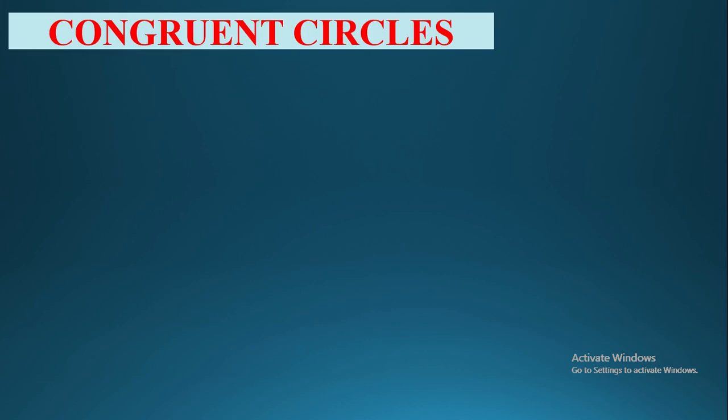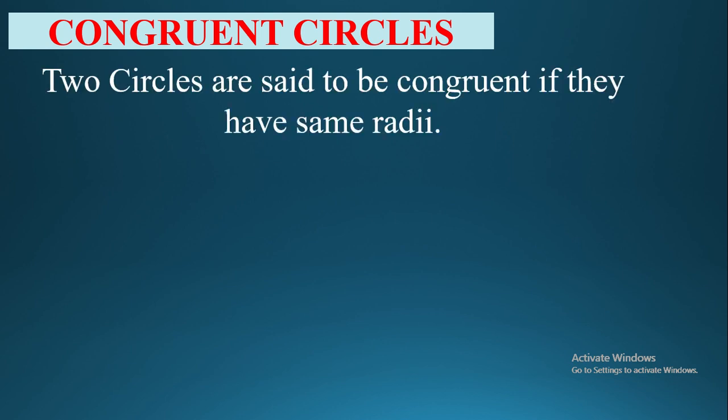Again, we have congruent circles. That means when can we say two circles are congruent? We know that circles have the same shape. Now, whether two circles have the same size depends on their radii. That means two circles are said to be congruent if they have the same radii. As all the circles have the same shape, being congruent depends only on their radii. If the radii are the same, then the two circles are said to be congruent.